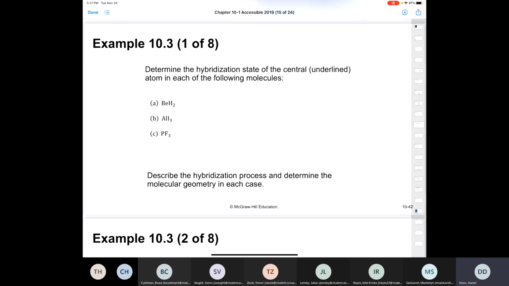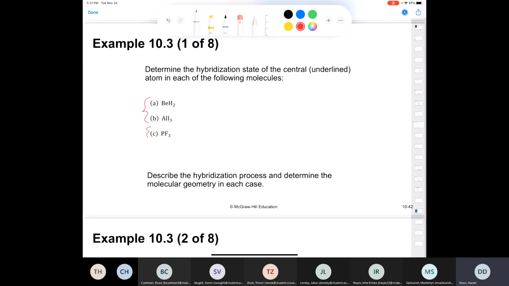Let's look at some examples here. It says determine the hybridization state of the central or underlined atom. Anyhow, the central atom in each one of these. We're going to look at the hybridization of all of these. I'm going to do the first two quickly because we looked at examples that were very similar. Let's take a look at all of them. I'm going to jot them down here: beryllium hydride, aluminum iodide, and phosphorus trifluoride.